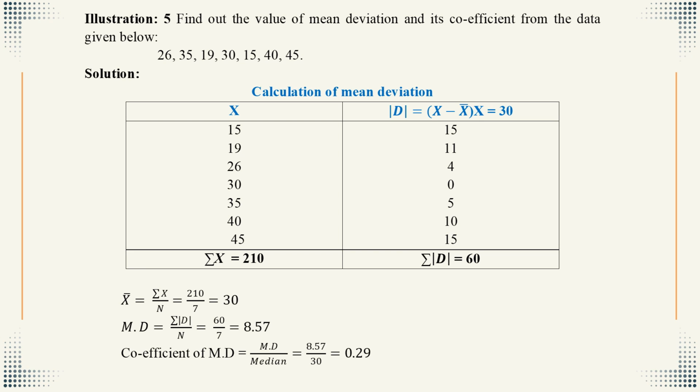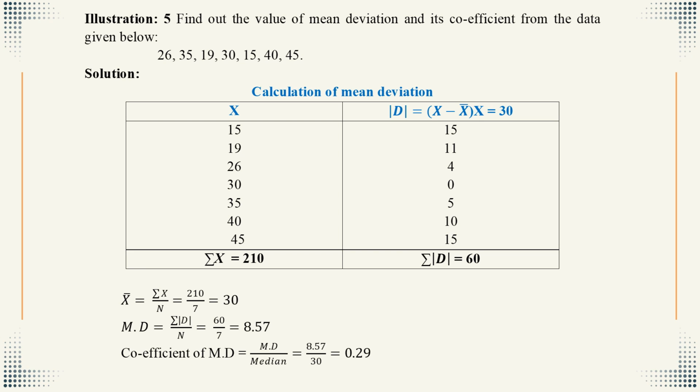That is the arithmetic mean. Then in the second column, you calculate x minus x bar. X bar has been calculated as 30. 15 minus 30 means minus 15, but the minus is ignored. Second one, 30 minus 19, that is 11. Next, 30 minus 26, that is 4. 30 minus 30, 0. 35 minus 30, 5. 40 minus 30, 10. 45 minus 30 is 15. Adding, sigma modulus d is 60.